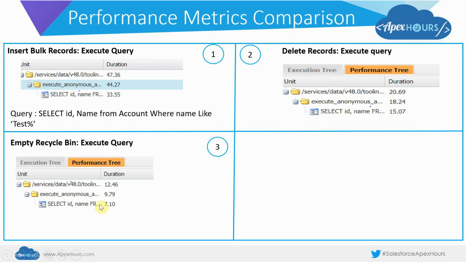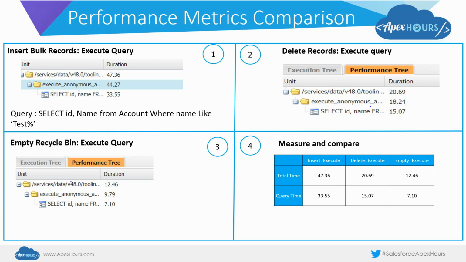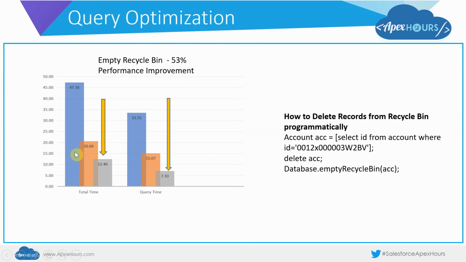You can see now the query is just consuming around 7.1 milliseconds. And the query performance improved around 53% when I deleted those records from the recycle bin. Like I said, it's not practically possible for us to go to the recycle bin and remove the records from it always. So what other option do you have?